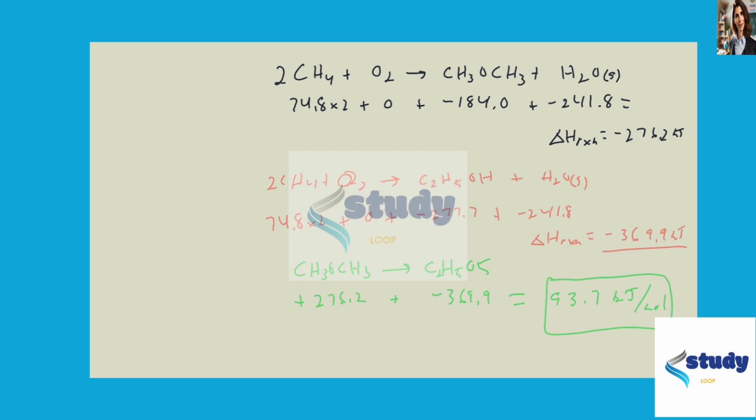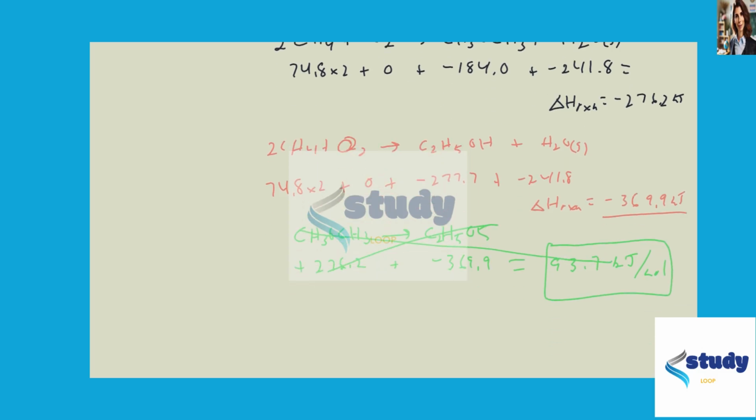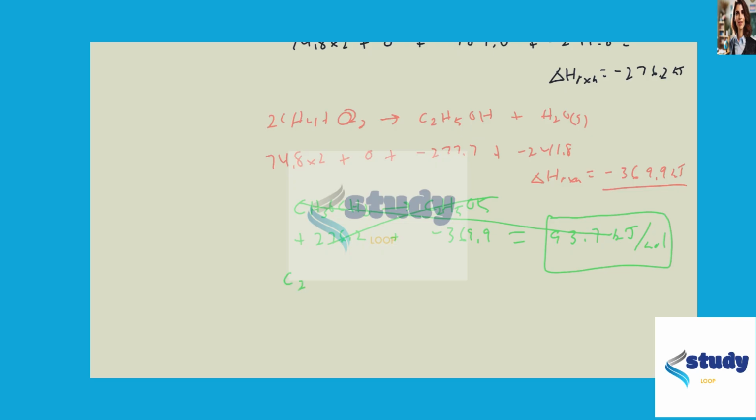Oh dear, I have this backwards. Let's try this again. Right answer, just backwards. It is, we're changing the C2H5OH to CH3OCH3. And this is going to be a positive 369.9, and this is going to be a negative 276.2. And then when we combine these values, we get a positive 93.7 kilojoules per mole. There is your correct answer and the correct method.